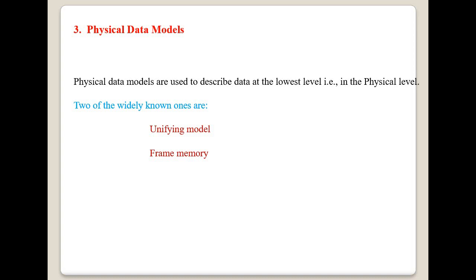Then the last main model, the physical data model. Physical data models are used to describe data at the lowest level, which is called the physical level. In this physical level there are two models: the unifying model and the frame memory model.